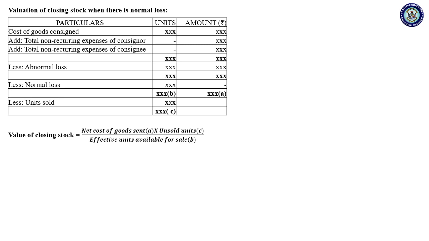Then in the next slide there is the abnormal loss and the valuation of closing stock when there is no normal loss. First, you have to always calculate the abnormal loss, then take that figure into the closing stock valuation. So, abnormal loss. Next, you have to deduct the normal loss. Listen, for normal loss only units. There is no value of normal loss. We are not finding the value of the normal loss, only units. Then you have to deduct units sold.